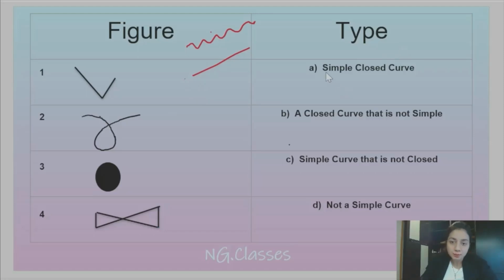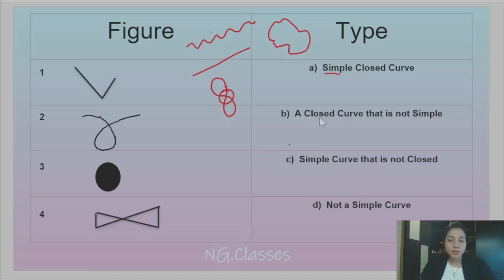Now what about a simple curve? Any curve which will not cross itself is called a simple curve. If you are drawing something like this and it's not crossing itself, such a curve is called a simple curve. What's the meaning of crossing? If you are drawing something like this, then see how it's crossing itself. This one is not a simple curve. It's a curve because we can draw it in one go, but not a simple curve.